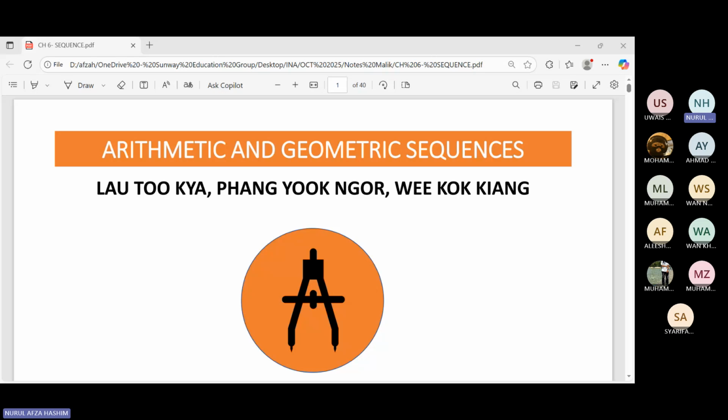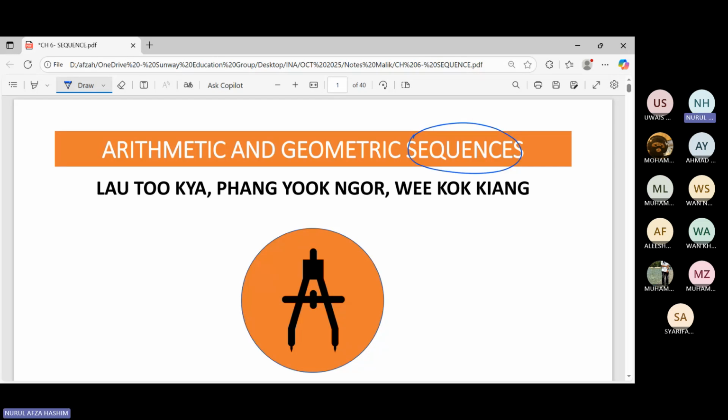Yesterday we learned about linear programming, so that's already done. Try to do the assignment that was given to you. Now we continue with sequence here. Can you see the slide? Okay, so what do you mean by sequence?